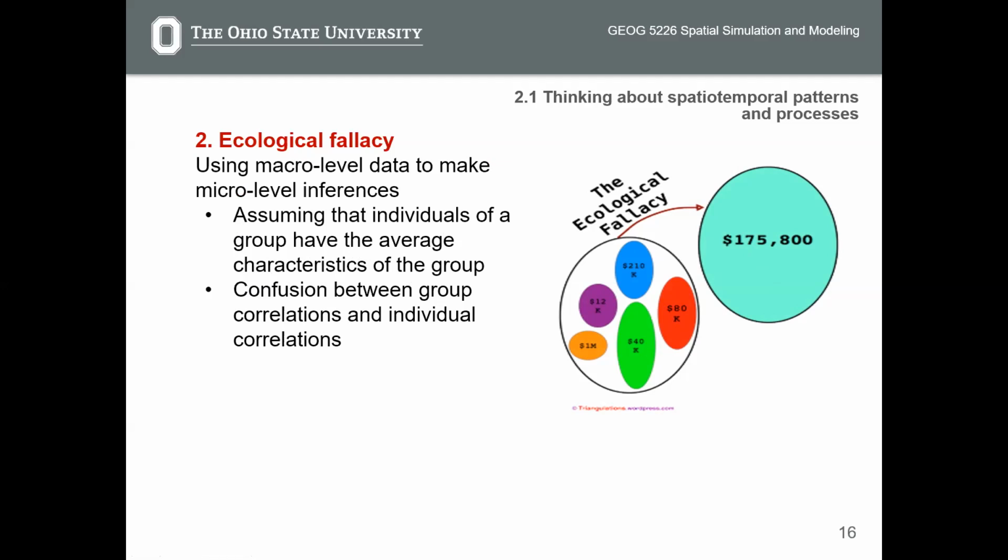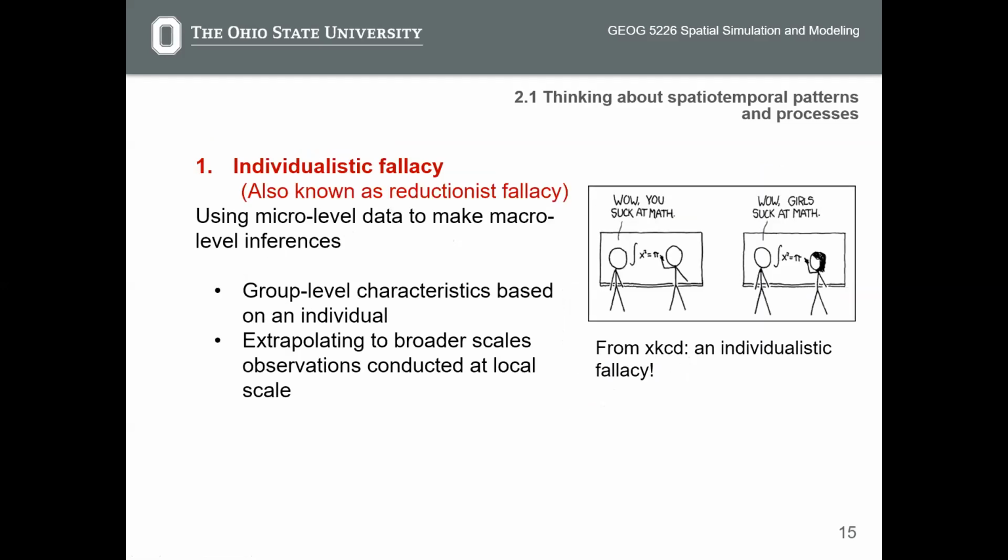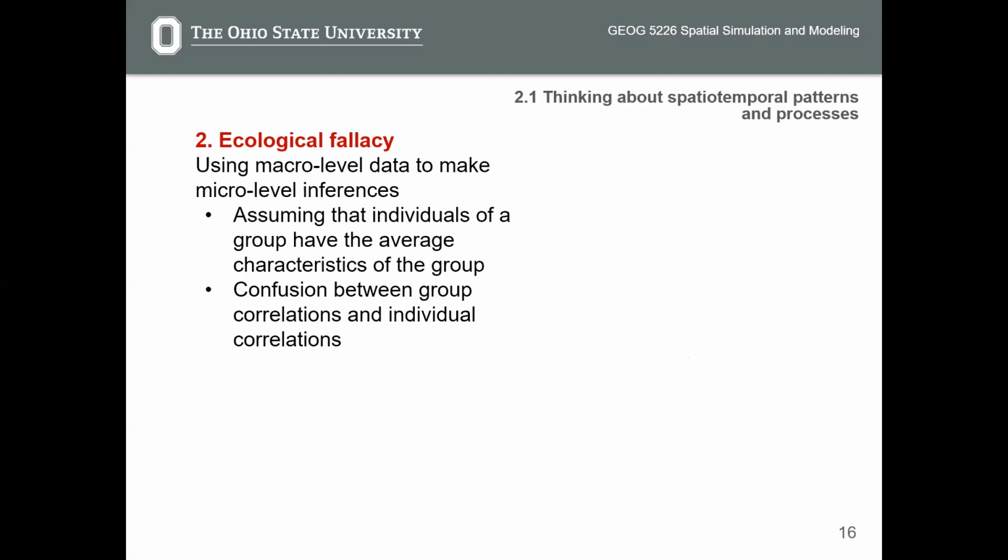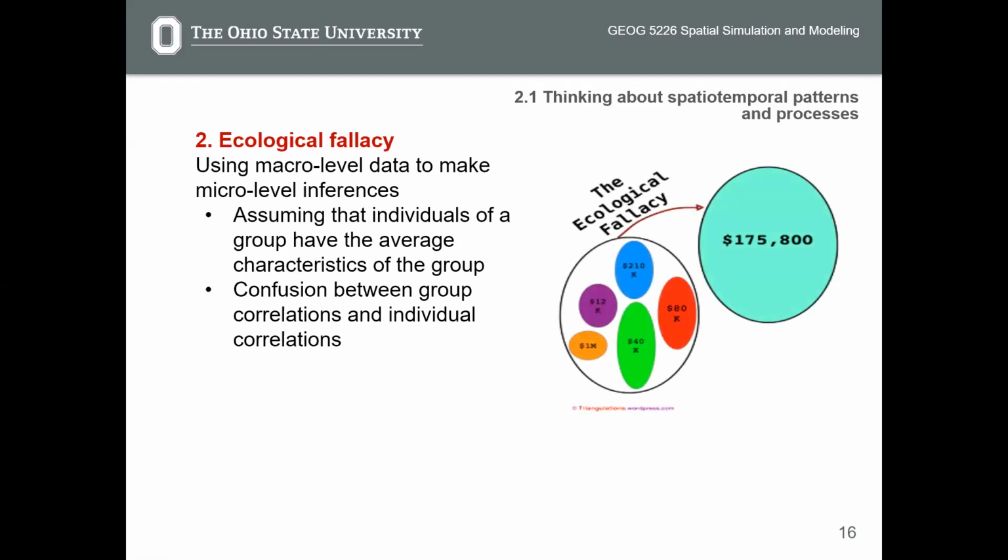In summary, we have examined the first type of fallacy, right? We have examined the second type of fallacy. In summary, if you draw a conclusion at a specific scale, this conclusion stays at that scale. Do not use it for a higher level scale phenomenon or a lower level scale phenomenon. When you draw a conclusion, it stays at that level, stays at that scale.